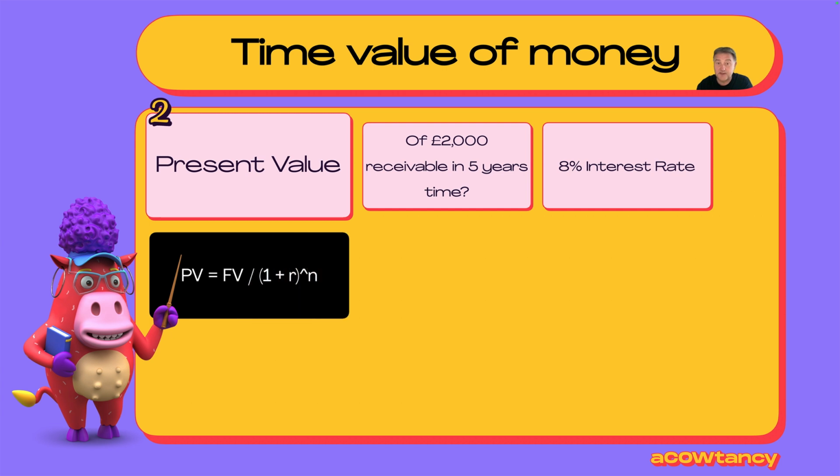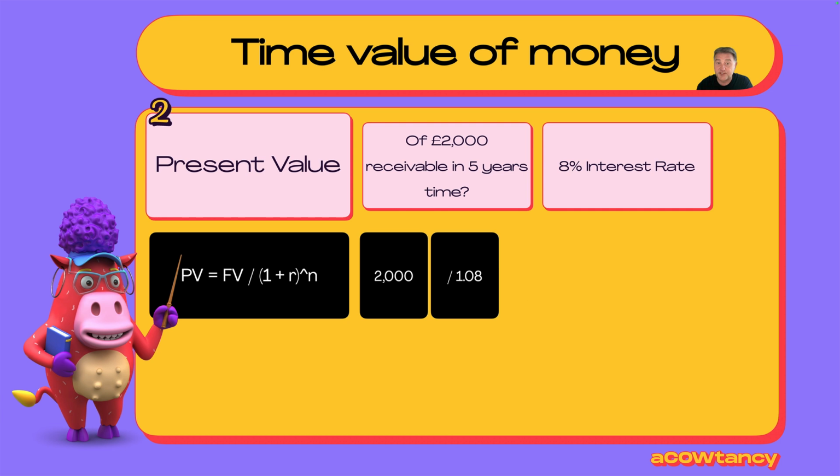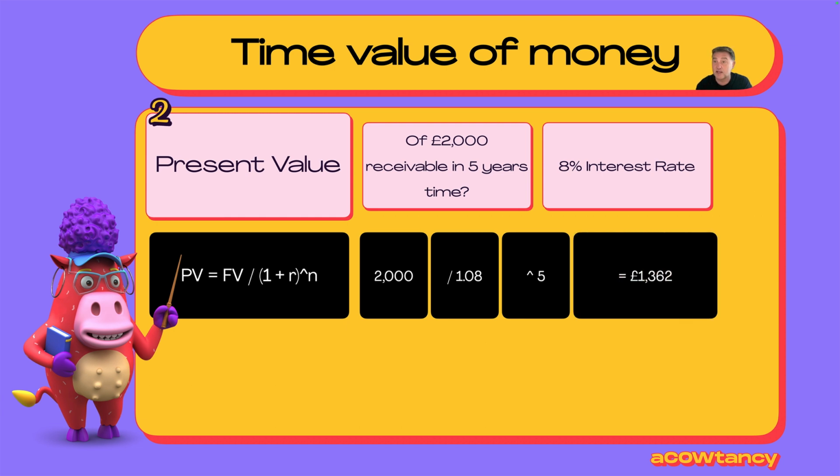Well, it's kind of the same formula, but you divide instead of times. So you start off with your future value of 2,000. You divide, because you're going backwards, you're discounting. So divide by 1.08, 1 plus the interest rate, 1.08, to the power of n, so the number of years, 5. And if you put all that in your calculator, you'll get 1362 with a bit of rounding.